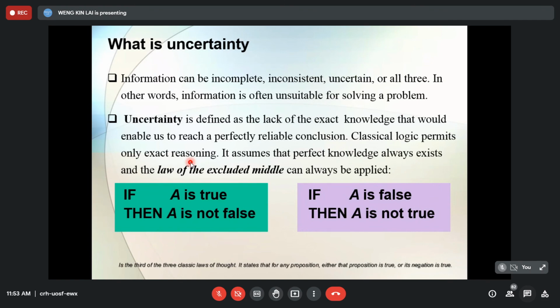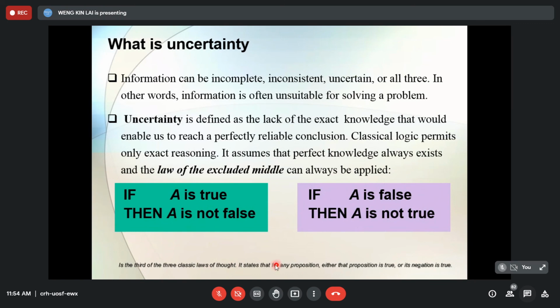So the classical way assumes that perfect knowledge always exists. So the law of the excluded middle can always be applied. For example, if A is true, then A is not false, right? This is your classical logic. Okay, A is true, then A is not false. Now if A is false, then A is not true. Okay, you can see that. So this is the law of the excluded middle, the third of the three classical laws of thought. This is based on the philosophy of thinking.